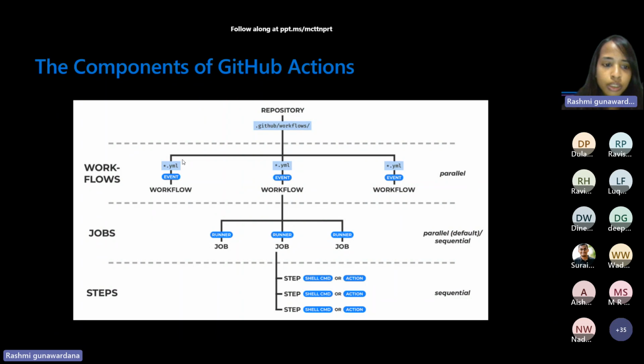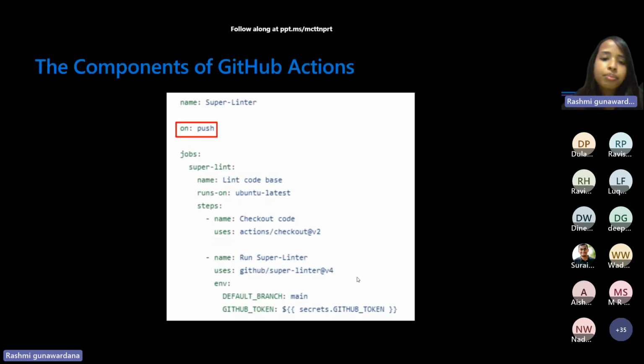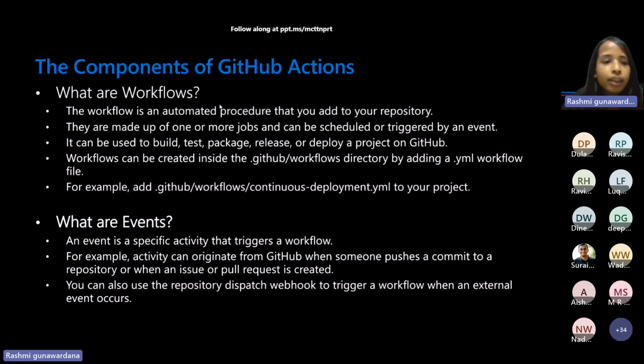Then some of the important words here: workflows, jobs, steps, events, runners, and actions. Let's see them one by one. What are workflows? A workflow is an automated procedure that you add to your repository. They are made up of one or more jobs that can be scheduled or triggered by an event. Simply, a workflow is a YAML file that we add inside the .github/workflows directory.